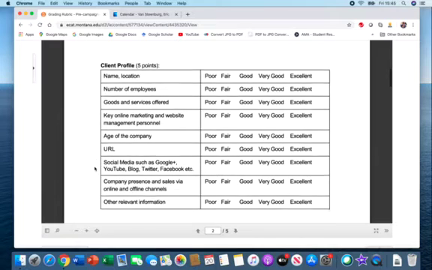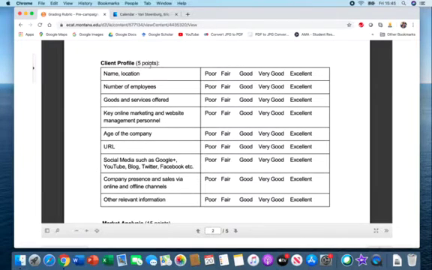All right, here's some background information you need to have. It's only worth 5 points. So you want the client's name, where they're located, number of employees that they have, what goods or services they offer, anything that they're doing on marketing, particularly website management, who's running these things, basically is what this one is. Who are the key people in here?